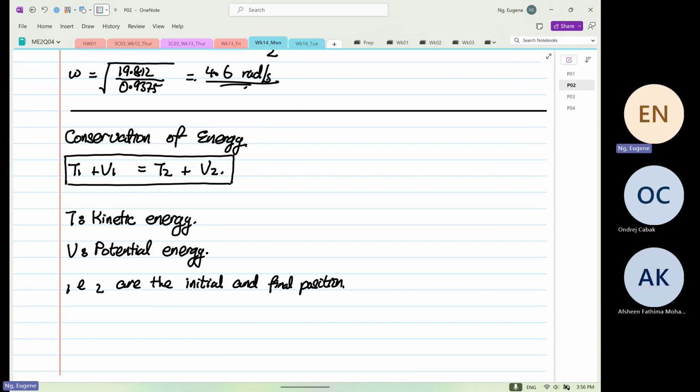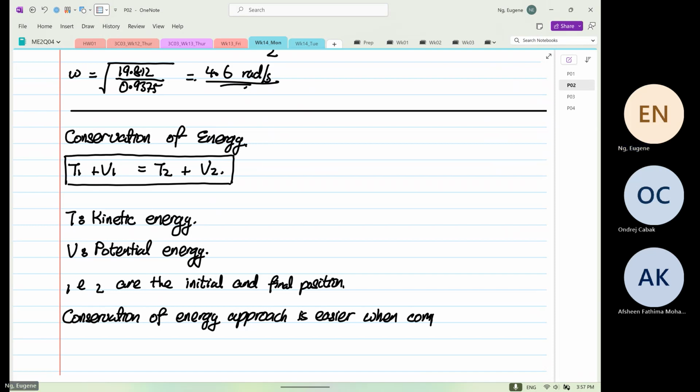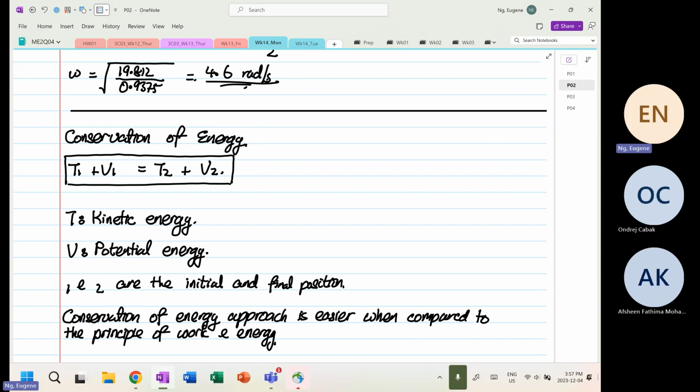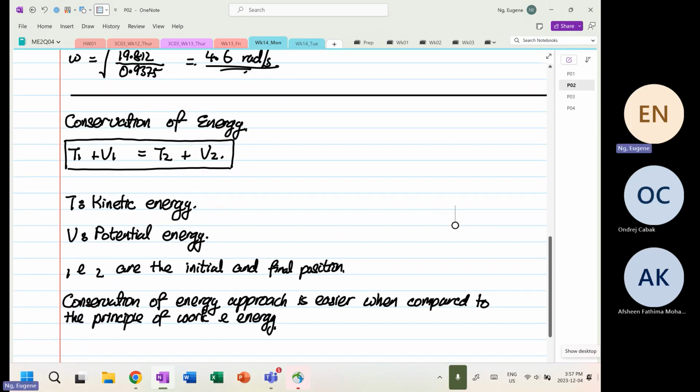So this is the only formula that you need to know. The conservation of energy approach is easier when compared to the principle of work and energy. The principle of work and energy, I'll show you on the other side. The formula is all very similar.